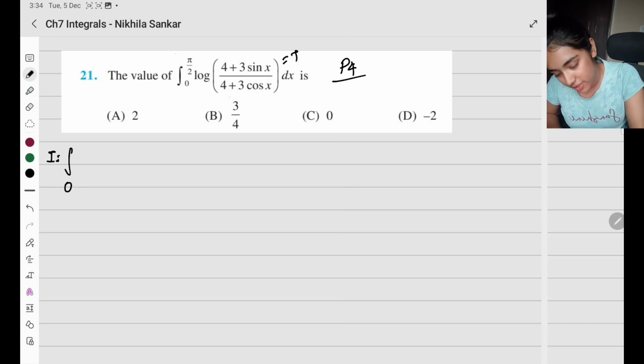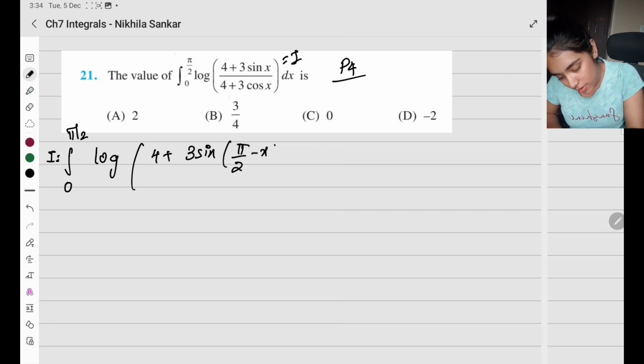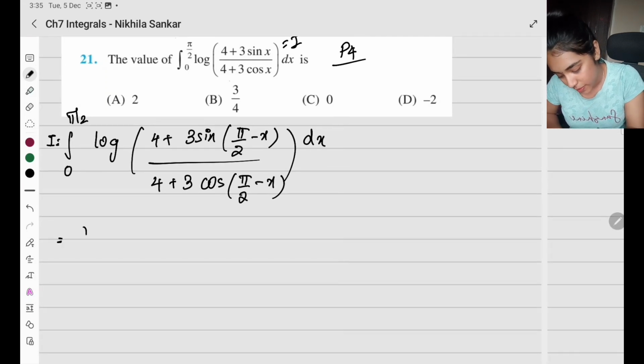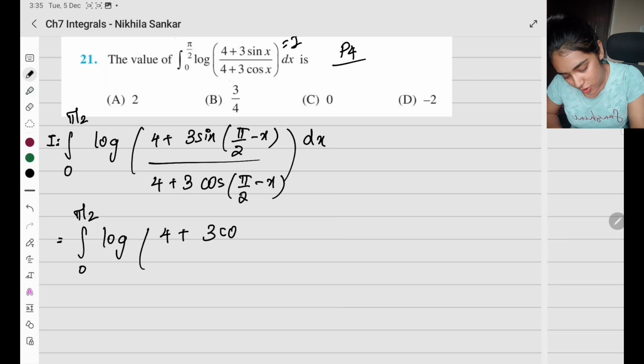This is also my I. So I equals integral 0 to pi by 2 of log of 4 plus 3 sin, instead of x, pi by 2 minus x, divided by 4 plus 3 times cos of pi by 2 minus x times dx. This is going to be integral 0 to pi by 2 of log of 4 plus 3 times sin of pi by 2 minus x, which is cos x, divided by 4 plus 3 cos of pi by 2 minus x, which is sin x, times dx. So this is my I.